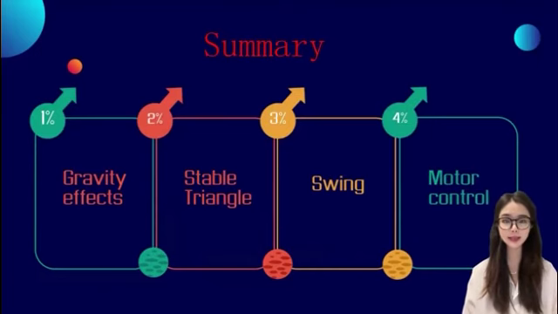The second is the stability of the triangle, which is applied to the structure of many tools in our daily lives. The third is swing, such as the back and forth rotation of the swing, which can be controlled by pressing keys in different directions. The fourth is the control of the motor. Today we learned how to use the A port to control a motor, in order to control the swinging forward and backward repeatedly.